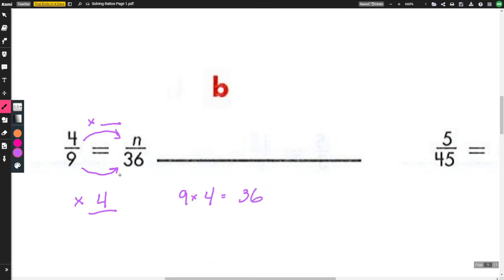9 times 4 equals 36. And since I multiplied this by 4, I multiply this by 4. 4 times 4 equals 16. And there we go. This is also 2 points: 1 point for the work, which is everything down here, and then 1 point for the answer.